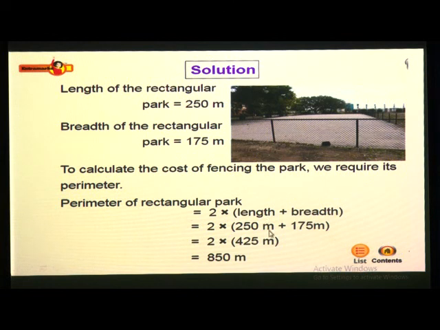So, length is 250 meter and breadth is 175 meter. Okay. 250 meter plus 175 meter is 425 meter. When 425 meter is multiplied by 2, we get 850 meter. So, we got the perimeter of this rectangular park as 850 meter.